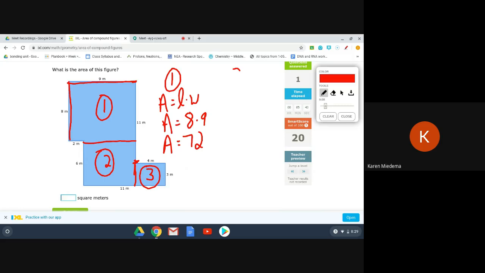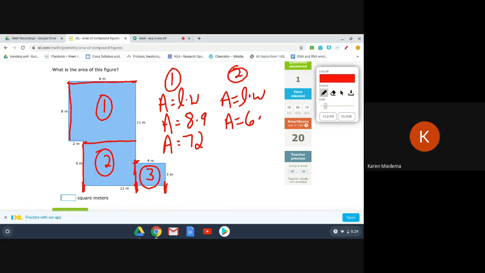For the area of rectangle number 2, well, I have the height is 6. Now be careful about this one. This one here is kind of tricky. It has an 11 here, but the 11 is the distance from here all the way to here. That distance is 11. So how would I find the distance from just here to here?